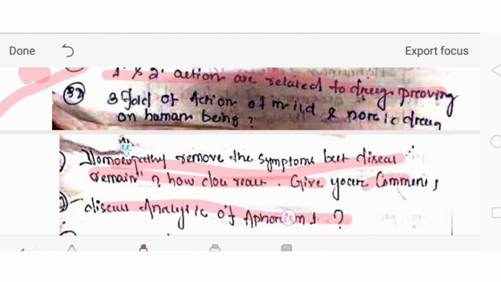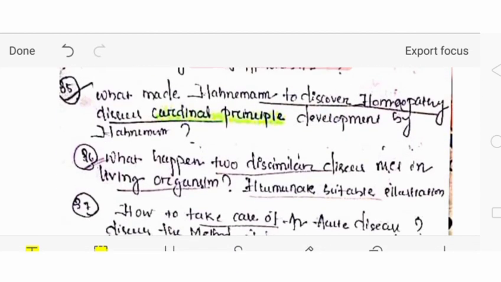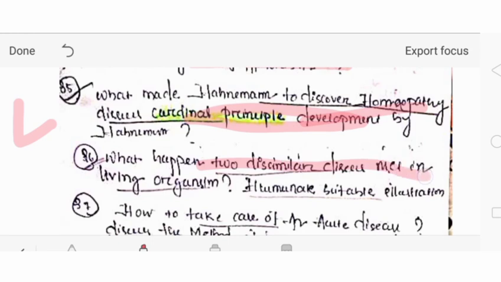Discuss analytic of aphorism 1. Aphorism 1 is important, you know it before. Then, how Hahnemann discovered homeopathy. Discuss the cardinal principles, six cardinal principles. From this part, the law of similar, law of simplex, law of minimum dose, law of chronic disease. All these concepts I also uploaded in my video playlist. You can find it. If two similar diseases meet together, then what happens?